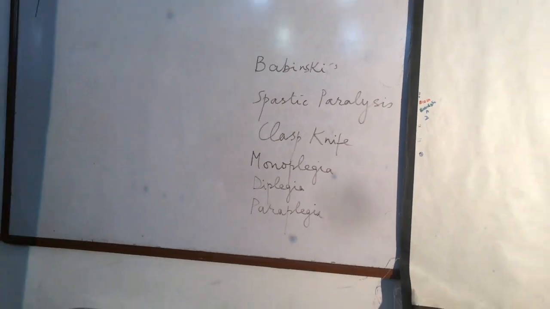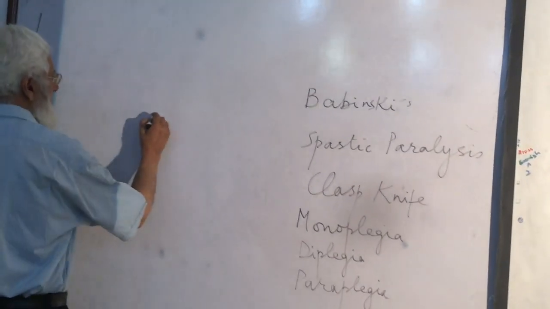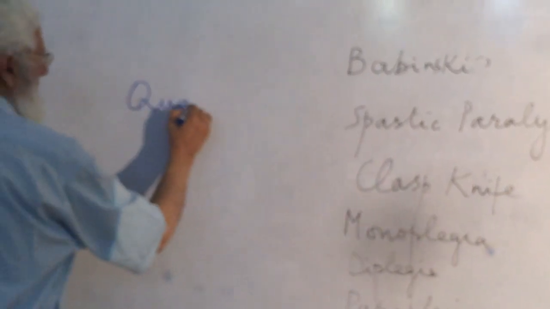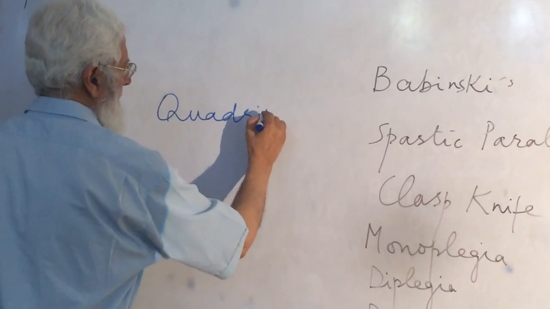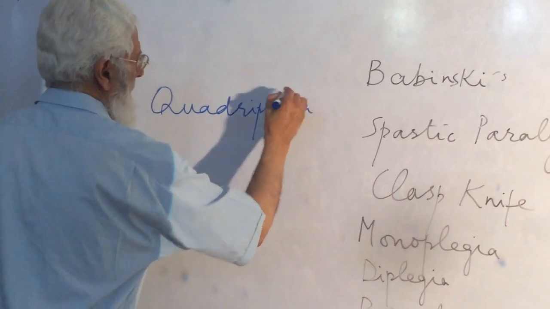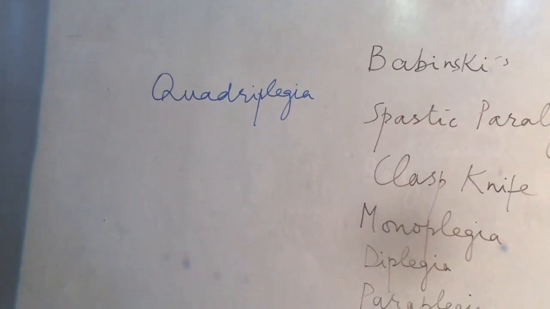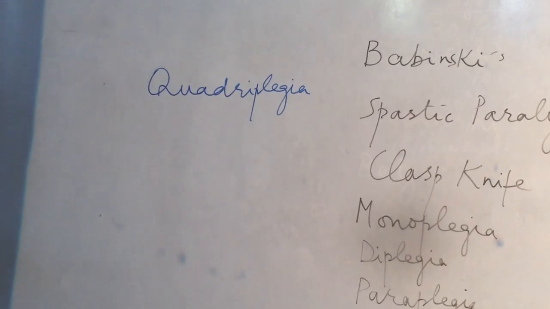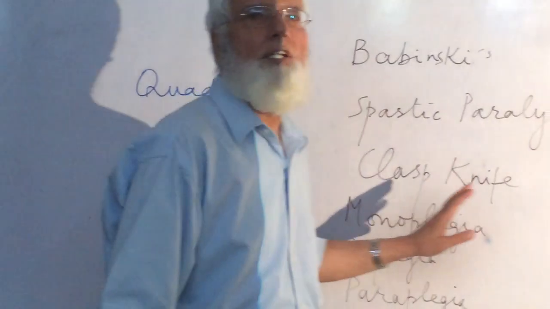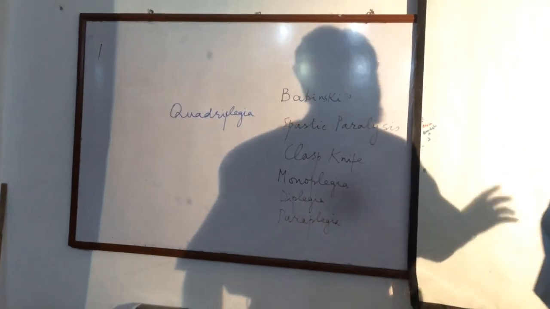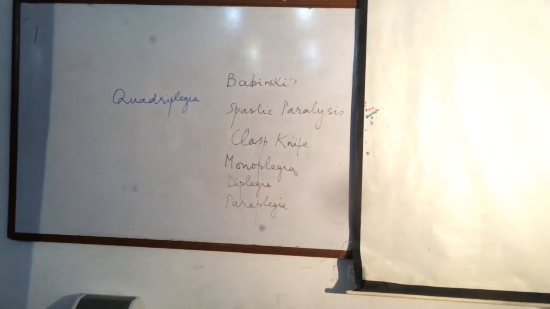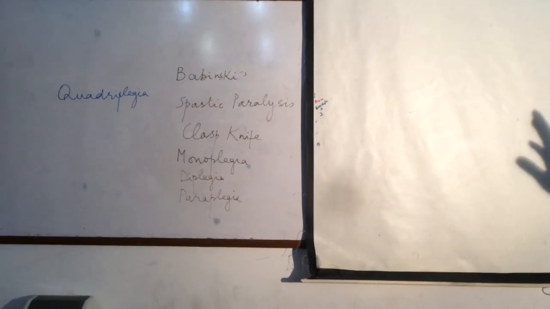Then quadriplegia, when all the four limbs are paralyzed. So when all the four limbs are paralyzed, it is quadriplegia, right? So this was about the types of paralysis.